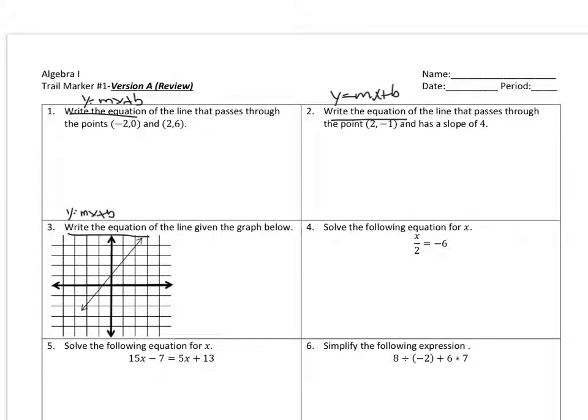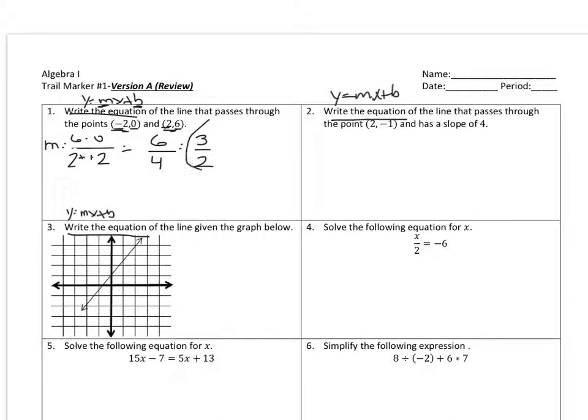Write the equation of a line that passes through this point and this point. Remember, we have to find a slope and a y-intercept, the m and the b. So let's find our m first. It's always y2 minus y1, so 6 minus 0, divided by x2 minus x1, 2 minus a negative 2. And now if I simplify that, the numerator simplifies to 6. The denominator, whenever we have a double negative, it turns into addition, which gives me 4.